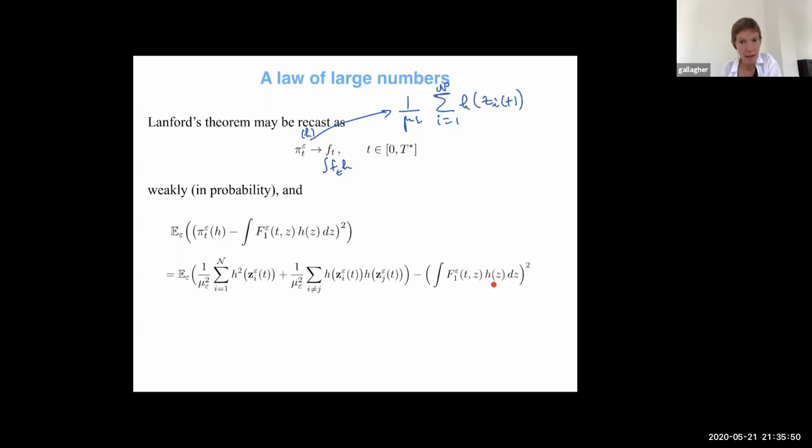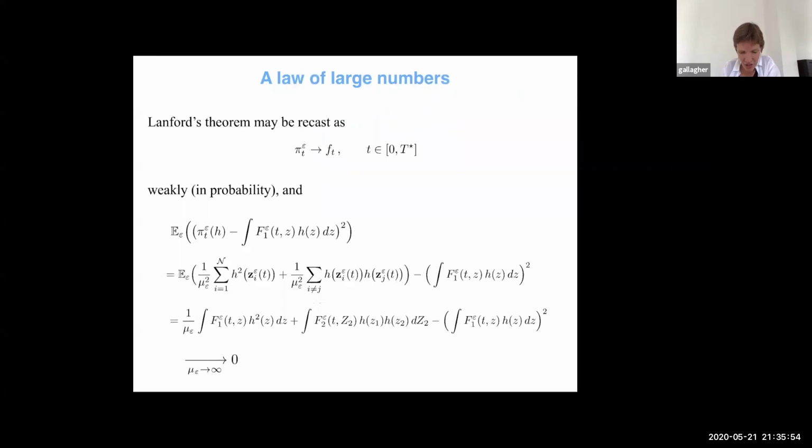Now, if I go on with this computation, what do I see? Well, by definition, this term here is 1 over mu times 1 over mu, the sum of a function of one particle. So it's 1 over mu times the one-particle correlation function times h squared. This term here is 1 over mu squared times the correlation function with 2 points. This by definition is f epsilon 2 times h. And this I don't move, it's just f1 times h squared.